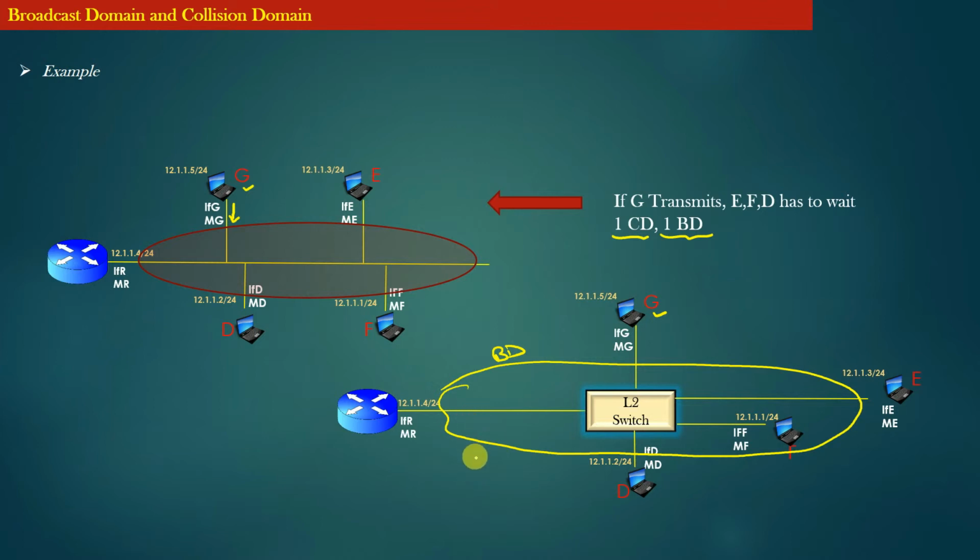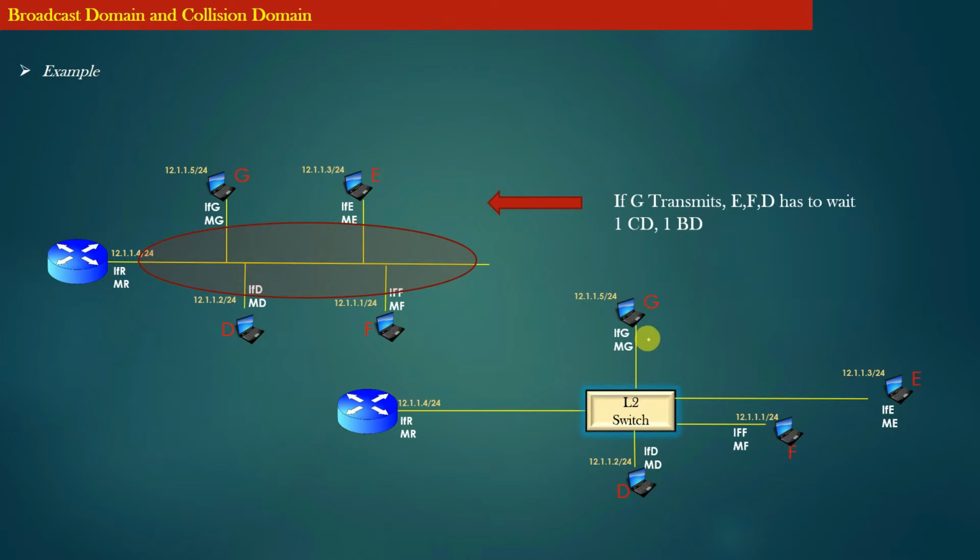Now let us come to the collision domain. Now in this case, you can see that the host machine G is connected to this physical wire, and there is no other host machine which is directly connected to this physical wire. So it means that the collision domain of machine G is actually restricted to this physical wire only. The machine G will suffer a collision when the L2 switch places its frame on this wire and machine G places its frame on the same physical wire at the same time. So therefore, the collision domain for the host machine G is confined to this physical wire only.